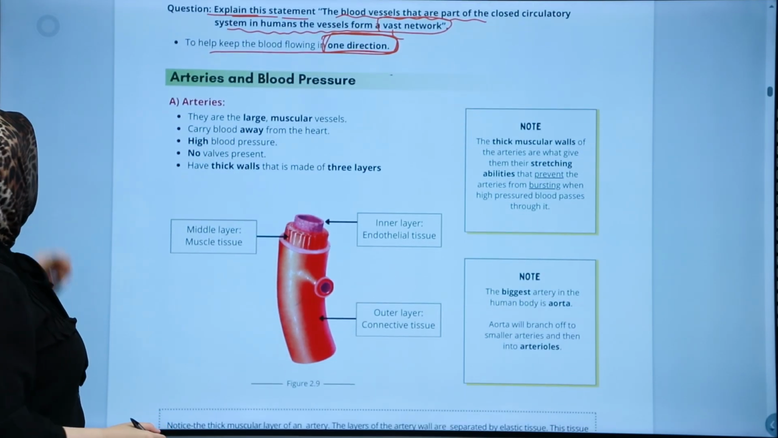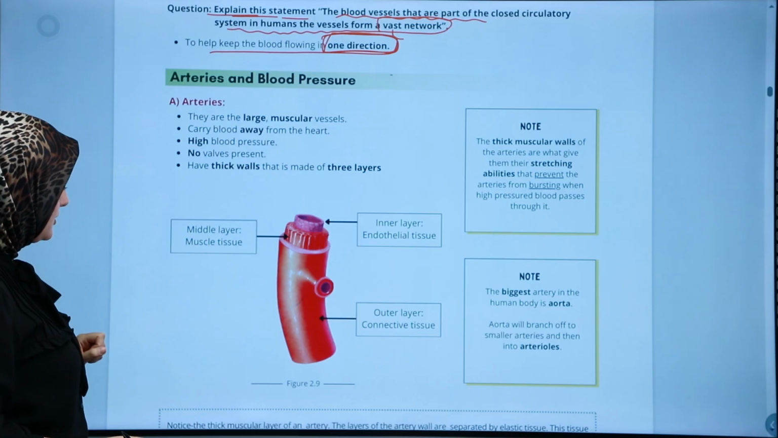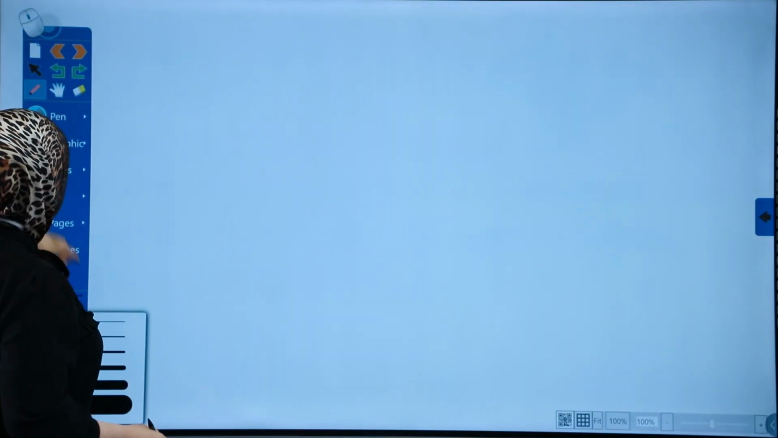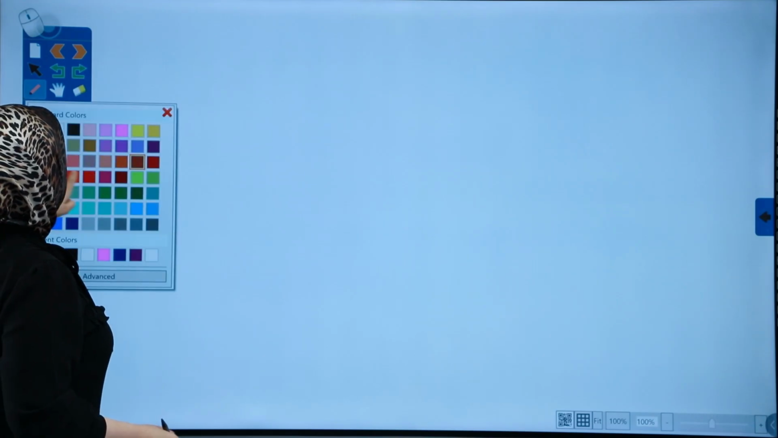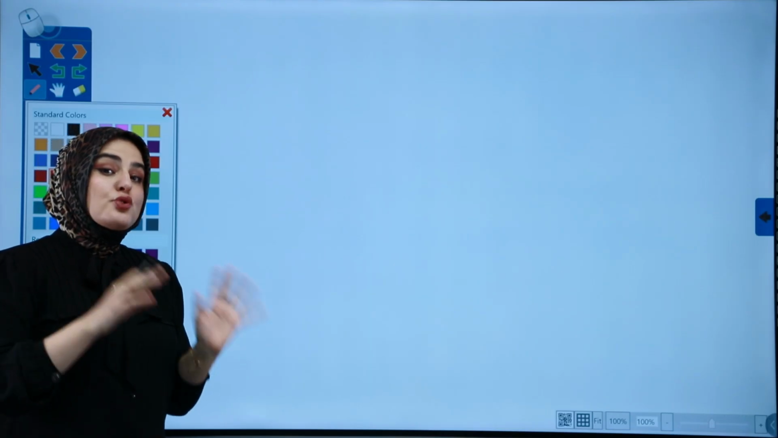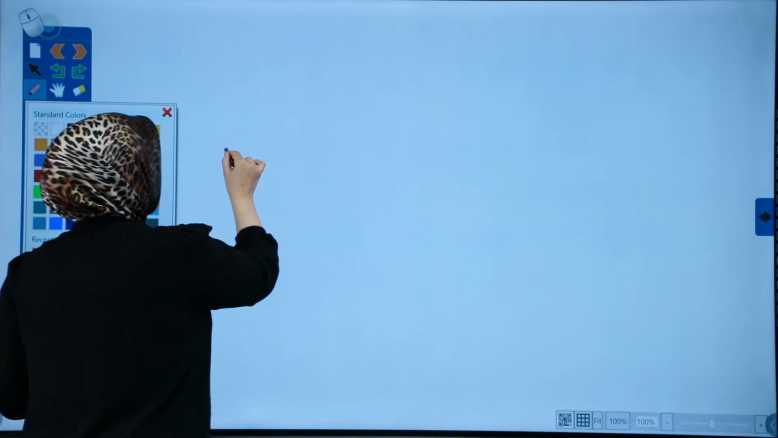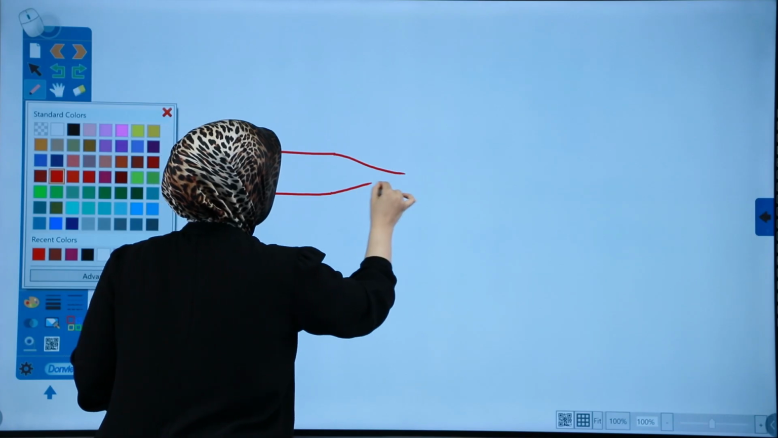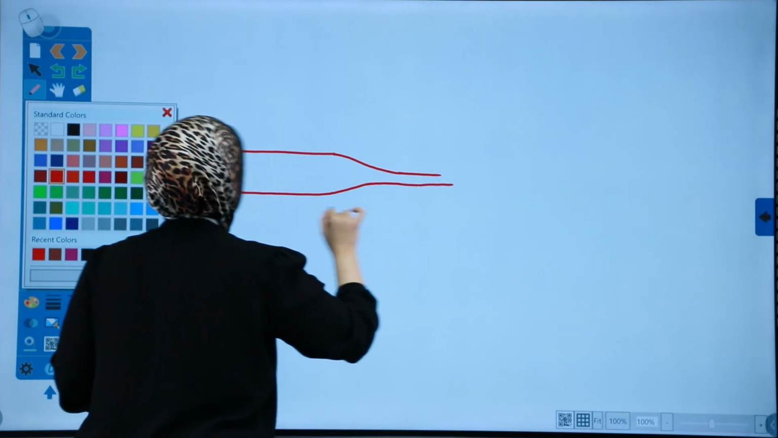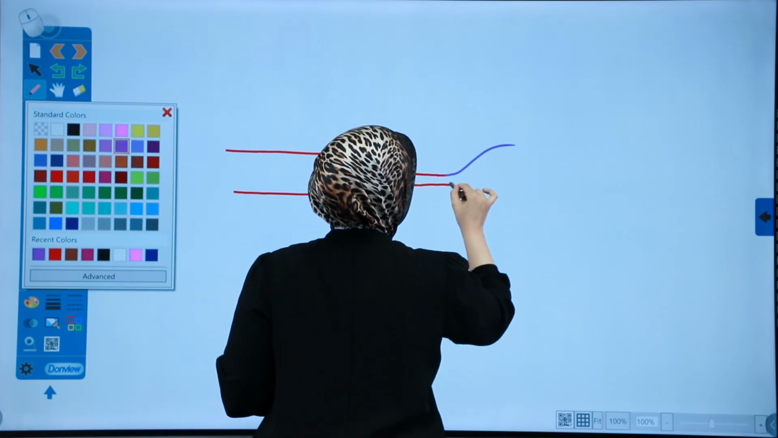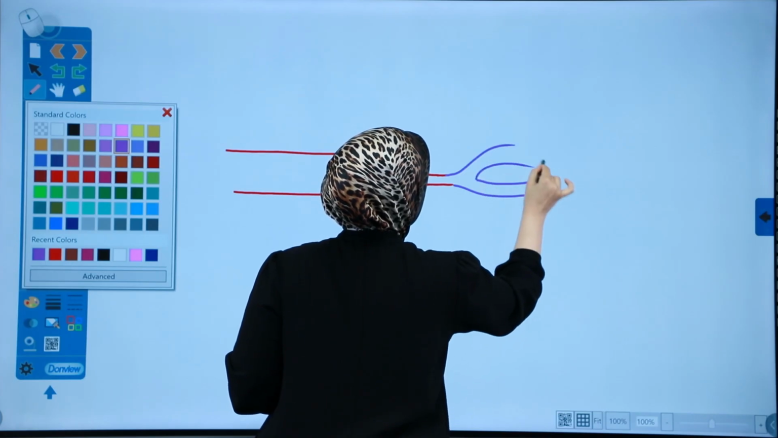Among the vessels, if I have to draw, let's do it now. Okay, there we go. You see, if their functions are different, or the way that they work, that means their structures will be different as well. Let's start here. This is an artery. See, an artery gets smaller and smaller until it becomes part of the capillary. Okay, this is part of the capillary.